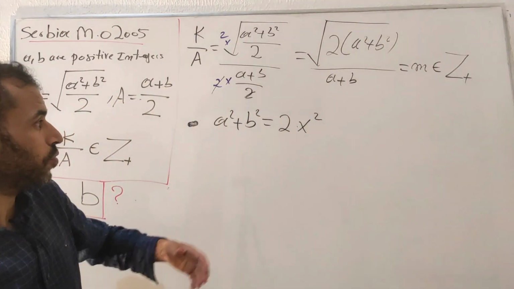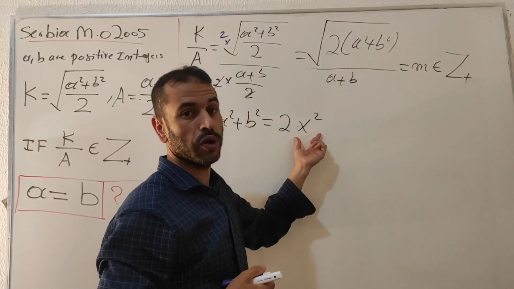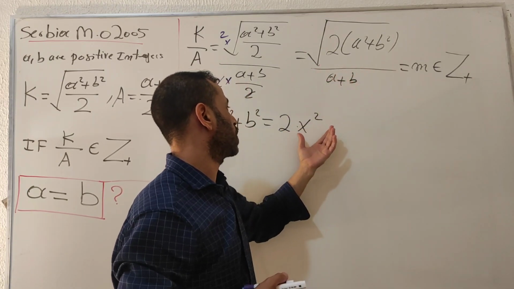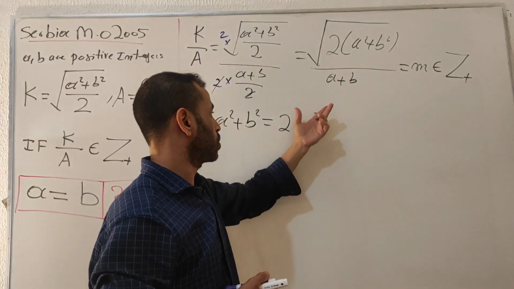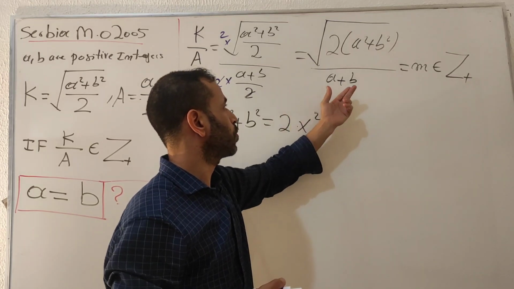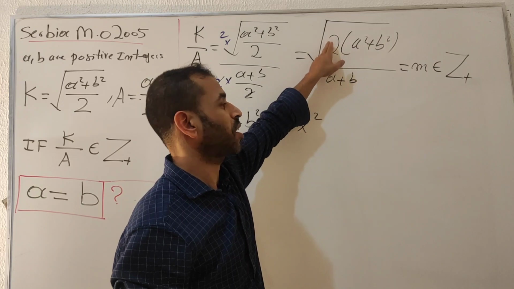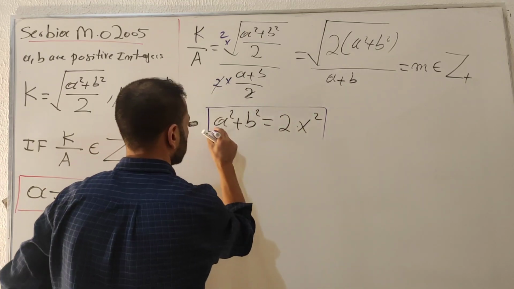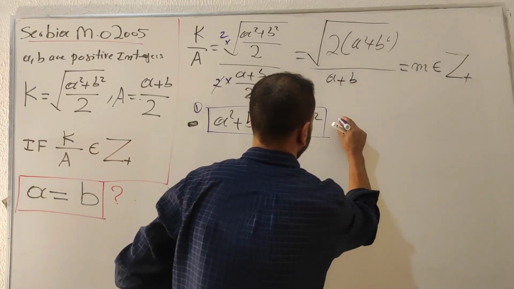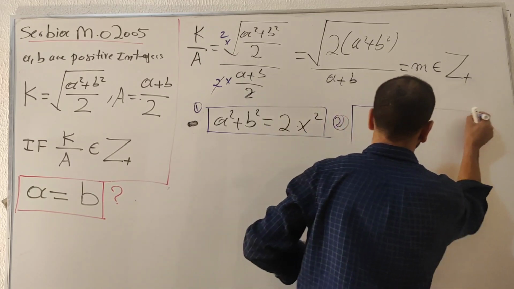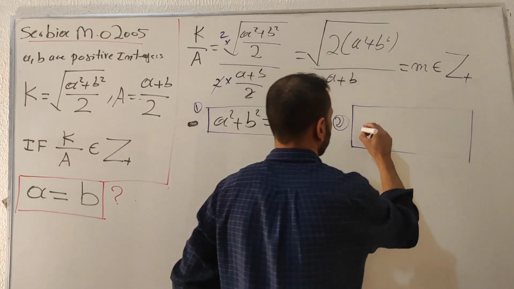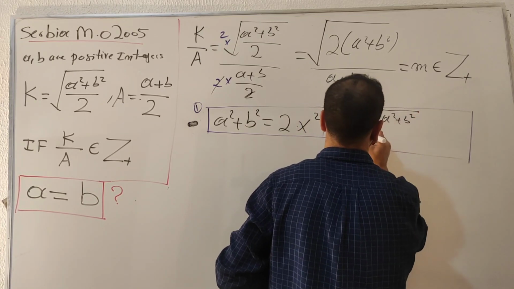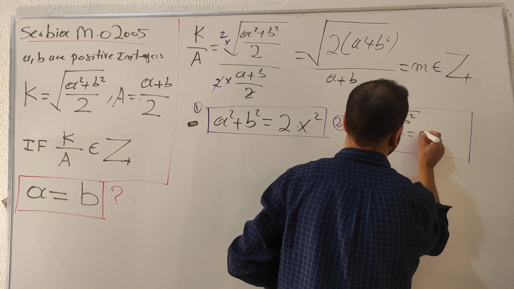Why is that? Because if you replace a square plus b square with 2x square, I get 2 multiplied by 2, which is 4x square. So we will be able to take this one out of the square root. This will be a perfect square here, so this perfect square will cancel out the radical. Then let's save this one for later. This is number 1. Number 2, I will have the whole fraction, which is square root of 2 multiplied by (a square plus b square), all over a plus b, must be a positive integer.